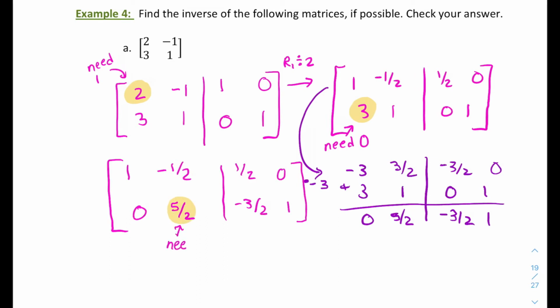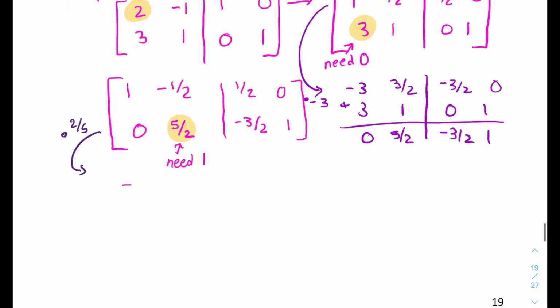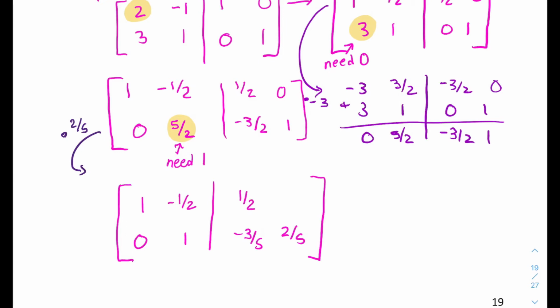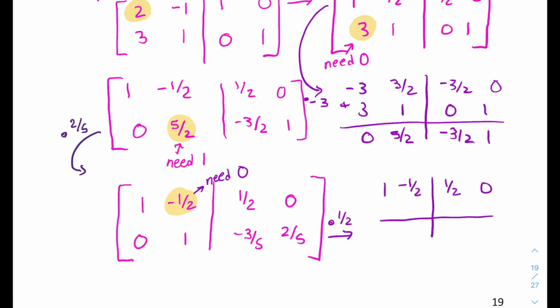I'm going to multiply that row by 2/5, which is going to get me, let's see, 0, 1, multiplying -3 halves times 2/5 gives me -3/5, and 1 times 2/5 is 2/5. Rewrite my first row. And then my last step is going to be to get a 0 in the upper right-hand corner there. So I'm going to multiply my bottom row times my positive 1/2, and then I'll be able to add them together to get 0 there.